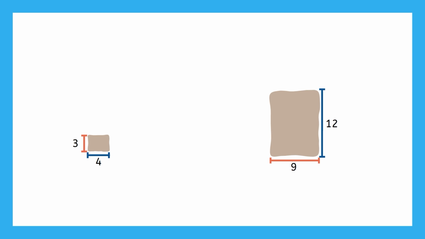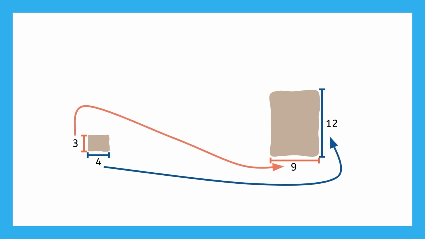Now that we know which sides go together, we can figure out the scale factor. What scale factor can we multiply by to get from 4 to 12 and from 3 to 9? Yeah, the scale factor is 3.